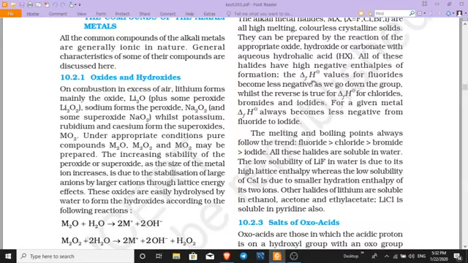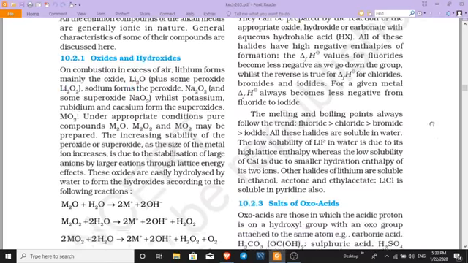The delta H of formation means the heat of formation. Values for fluoride become less negative as we go down the group, while the reverse is true for the heat of formation of chlorides, bromides or iodides. For a given metal, the heat of formation always becomes less negative from fluoride to iodide. The melting and boiling points always follow the trend: fluoride greater than chloride greater than bromide greater than iodide.